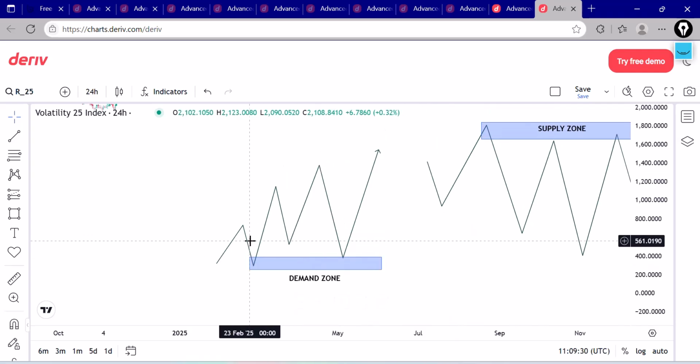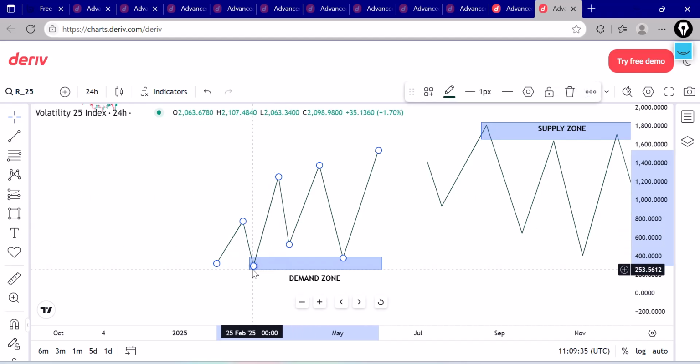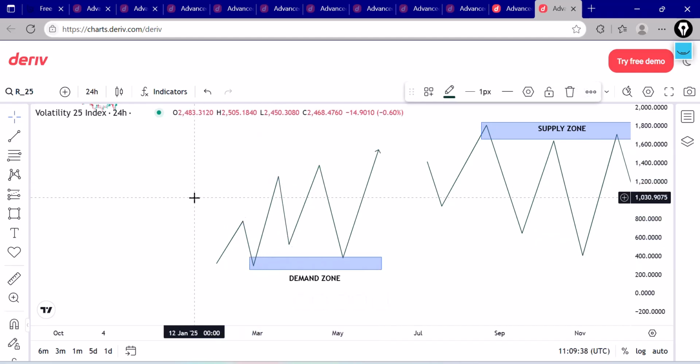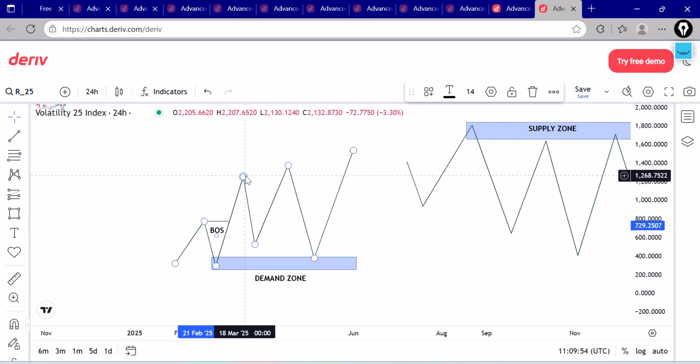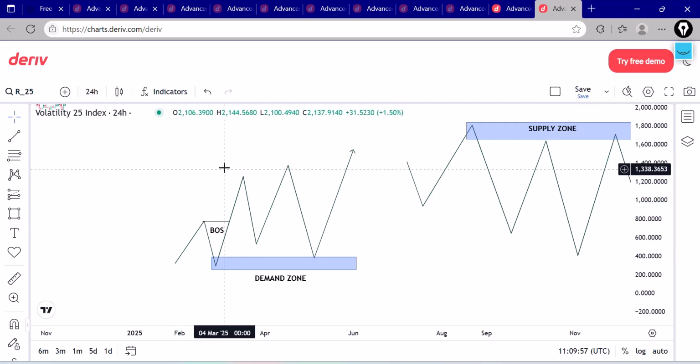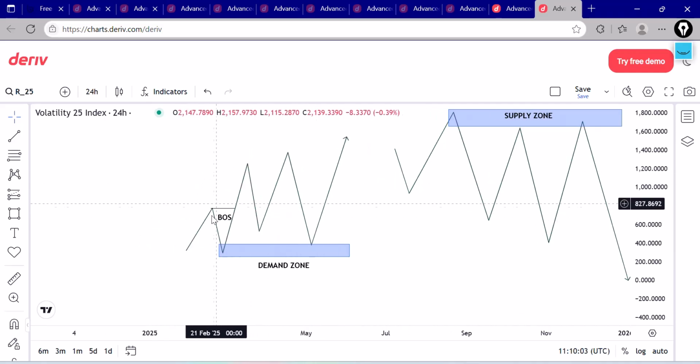For example, coming back to this demand, there was an impulsive movement upwards. This moved massively upwards, and then it caused a break of structure. So this is a break of structure. So there was a massive movement upwards. So number one, we look out for a break of structure. Of course, what causes that break of structure is an impulsive move.